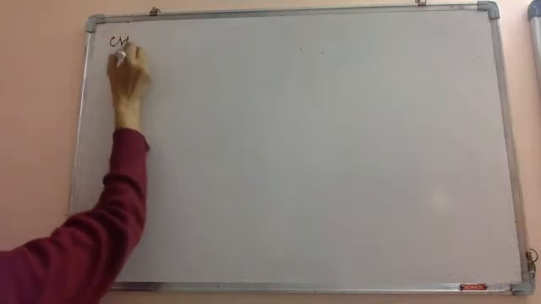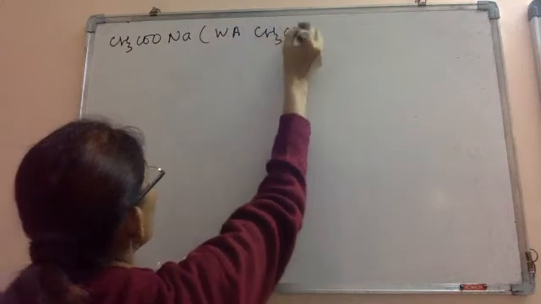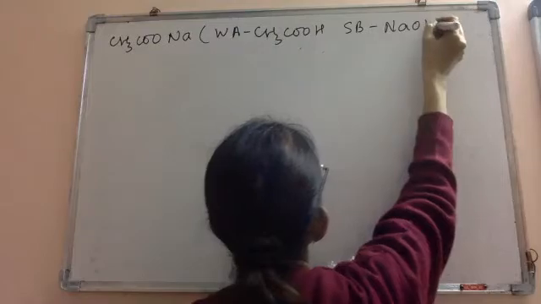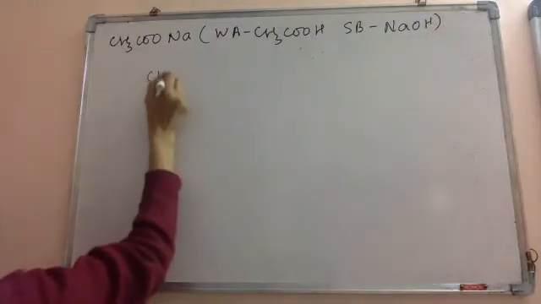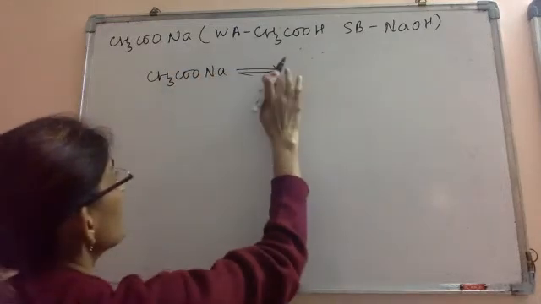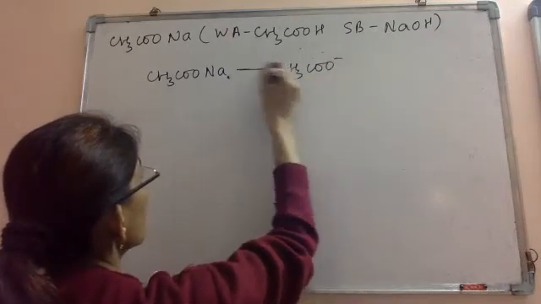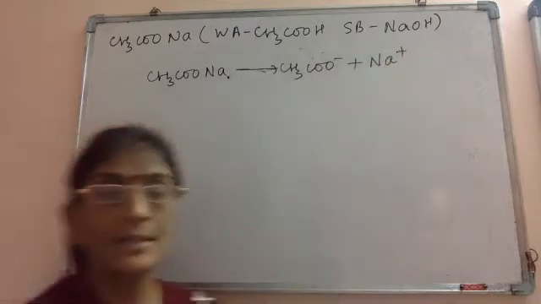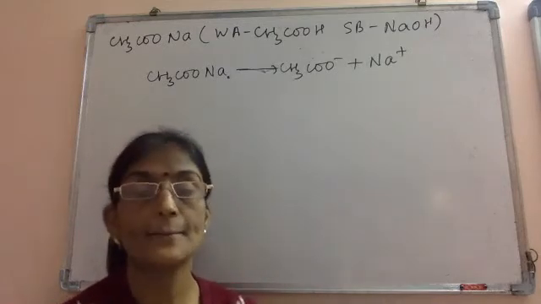So CH3COONa is made up of the weak acid CH3COOH and the strong base NaOH. Now when this sodium acetate is dissolved in water, it will produce ions. Which ions? Acetate ion and Na plus ions. When the salt sodium acetate dissolves in water, it forms acetate ion and Na plus ions.